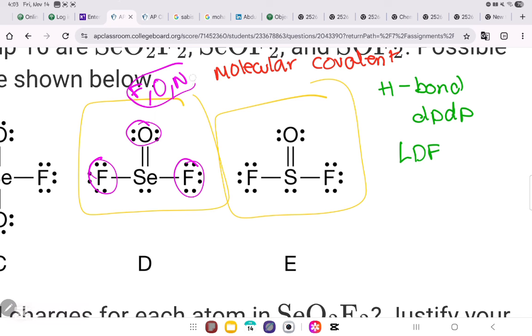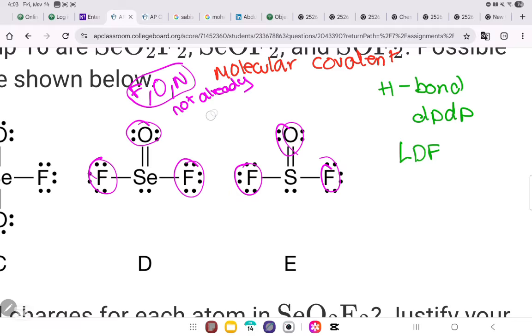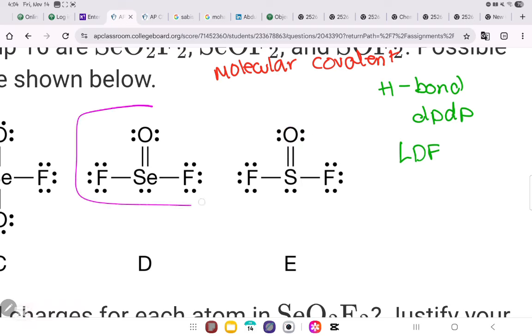We have fluorine and we have oxygen in both of them. However, because they are not already bonded to hydrogen, they cannot form a hydrogen bond. They need to be already bonded to hydrogen in order for them to form a hydrogen bond. So we can say that they don't form hydrogen bonds.